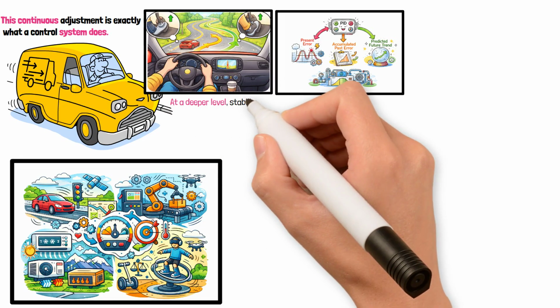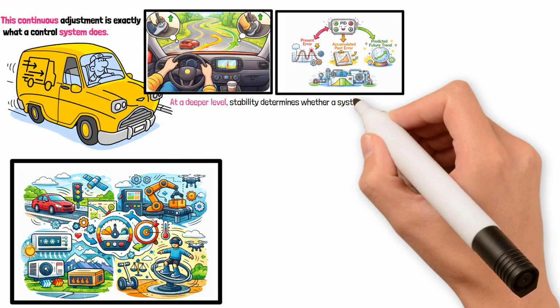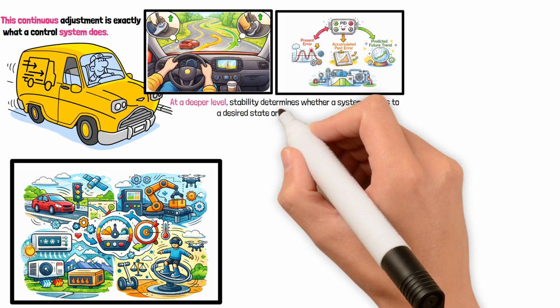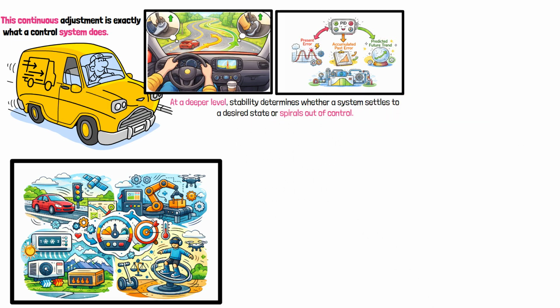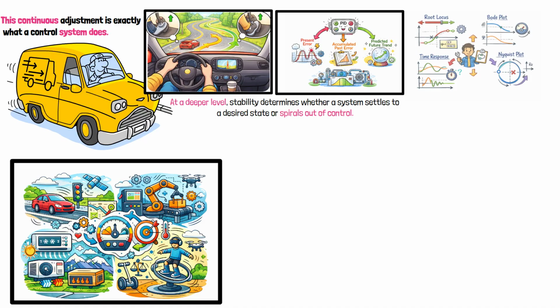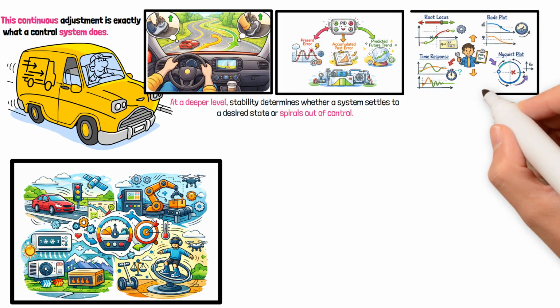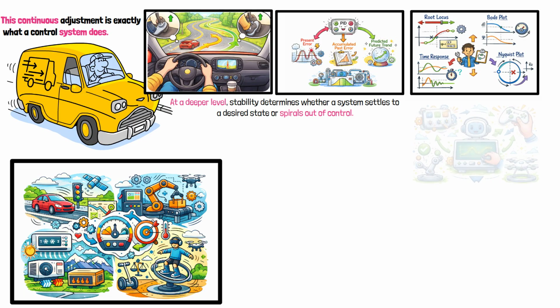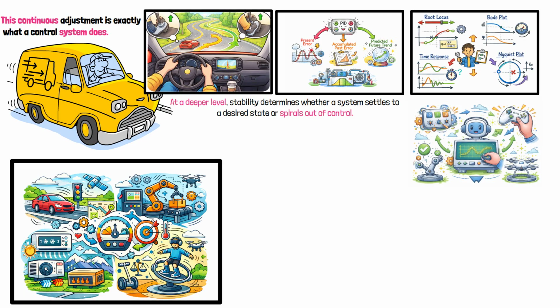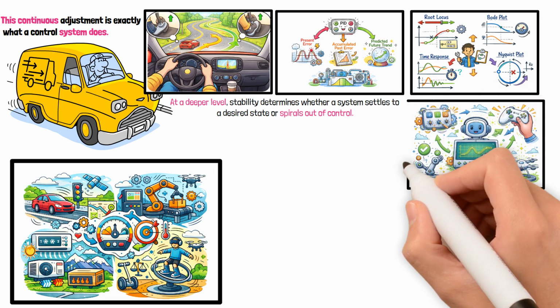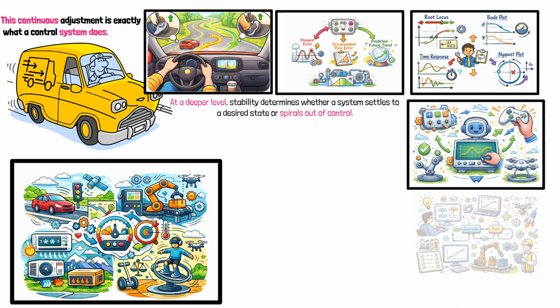At a deeper level, stability determines whether a system settles to a desired state or spirals out of control. Root locus and other analysis tools help engineers visualize how system behavior changes as parameters vary, allowing them to design controllers that respond smoothly without oscillation or instability. Instead of trial and error, control theory provides a structured way to predict system behavior before implementation.